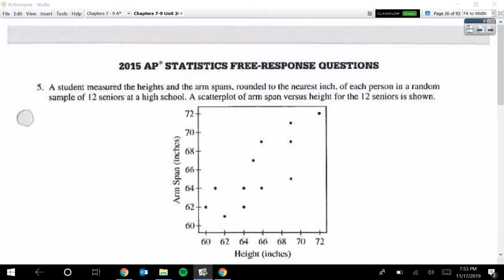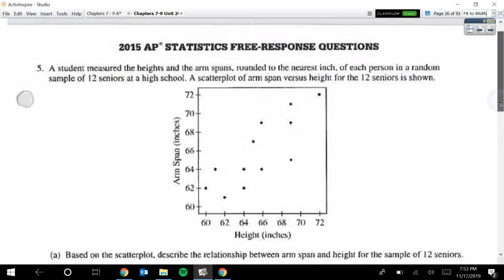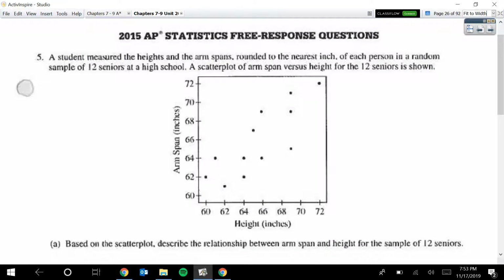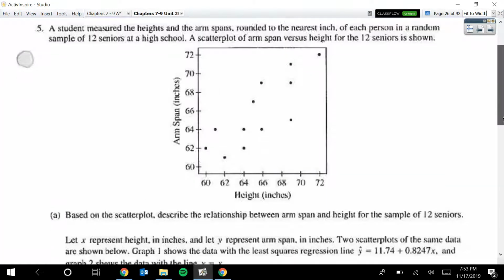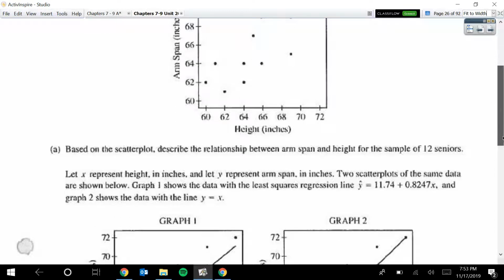All right, we're going to look at page 10 and go over the free response on this page. So this first problem is data collected for a relationship between height and arm span, and you are first asked to describe the relationship.